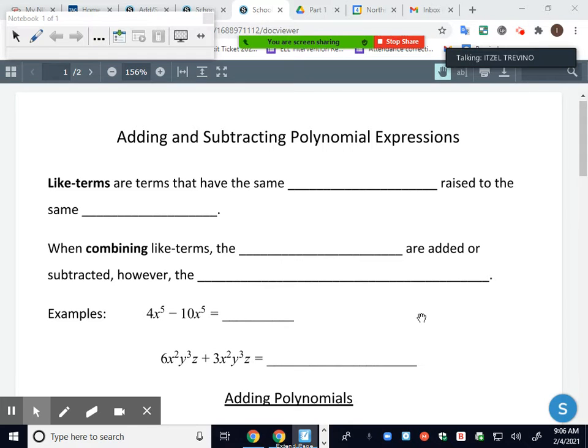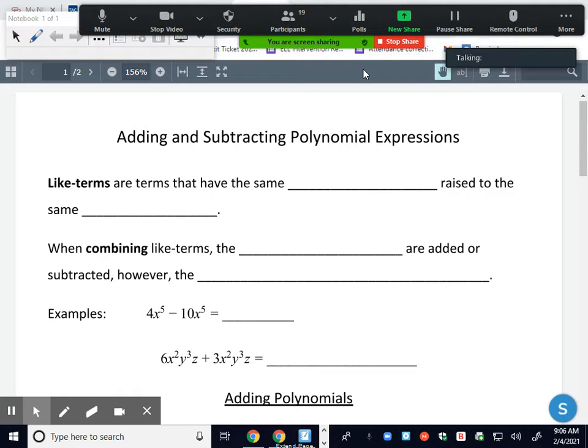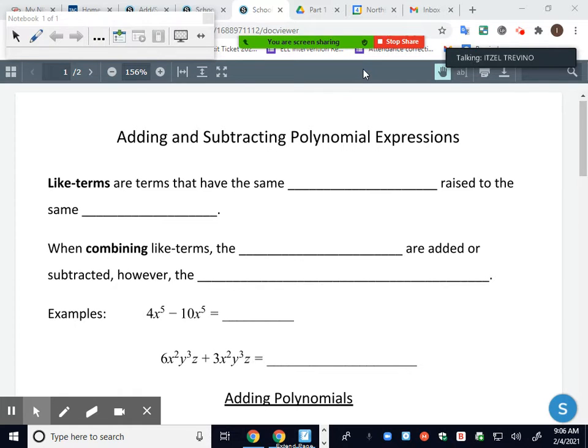Subtracting my polynomials. We're going to be adding and subtracting them. So, if we remember, we said our polynomials just means many terms, right? It means we have a whole bunch of terms, 5, 6, 8, however many that we want to have.